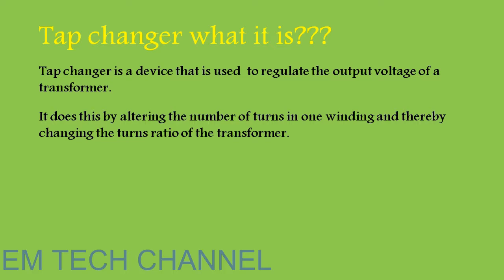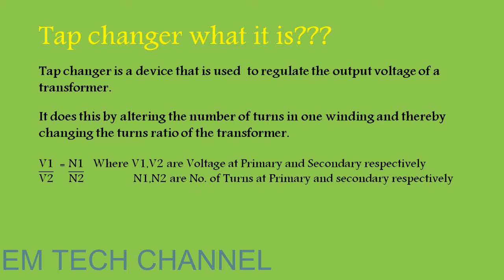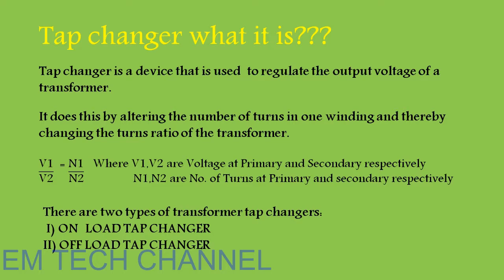By varying the turns ratio of the transformer, we are varying the primary voltage of the transformer, because the number of turns in the primary is directly proportional to the voltage in the primary. We will see this by a simple calculation. V1 is the voltage in the primary, V2 is the voltage of the secondary, N1 is the number of turns in the primary, and N2 is the number of turns in the secondary. Actually, there are two types of transformer tap changers. One is the on-load tap changer, another one is the off-load tap changer.